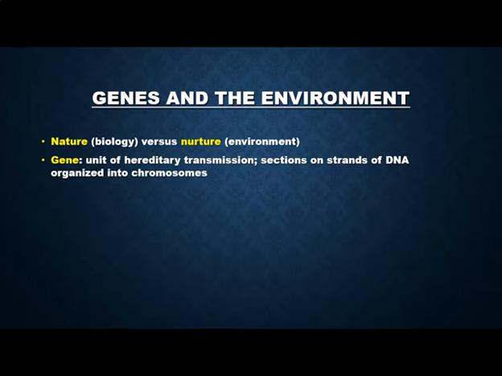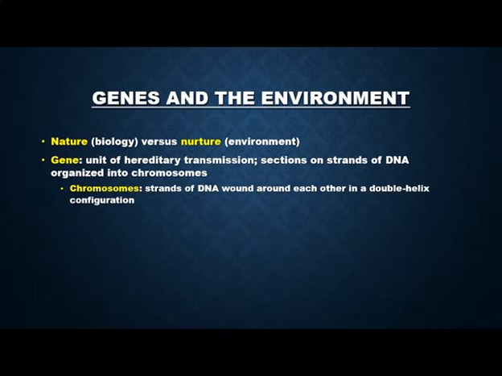So basic review for pretty much all of you, I would hope, that you all know what a gene is. It's the basic unit of hereditary transmission. These are sections on strands of DNA, which is, of course, organized into chromosomes. We have 23 chromosomes, 23 pairs of chromosomes, I should say, which make up all of our genetic structure. Now, one of the things we're starting to understand is that those genes can be turned on and off. They can be altered slightly through our experience.